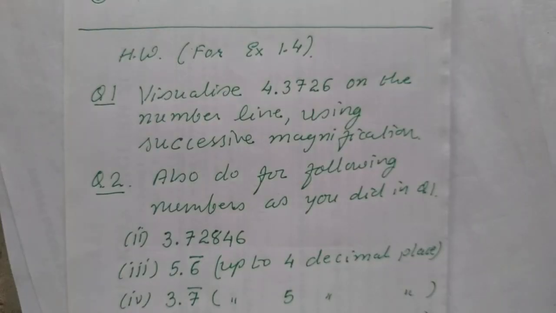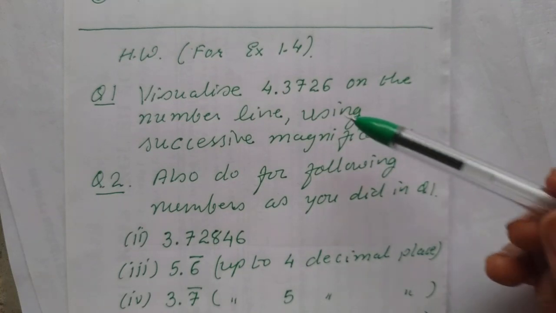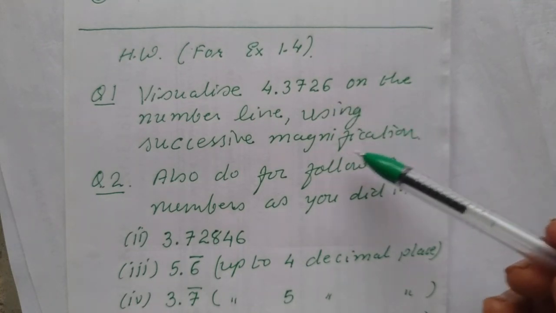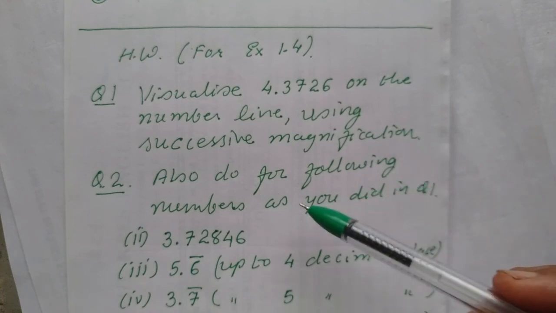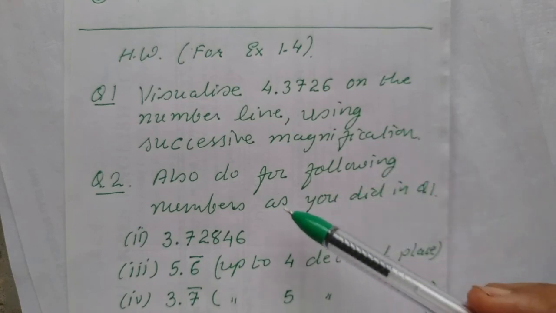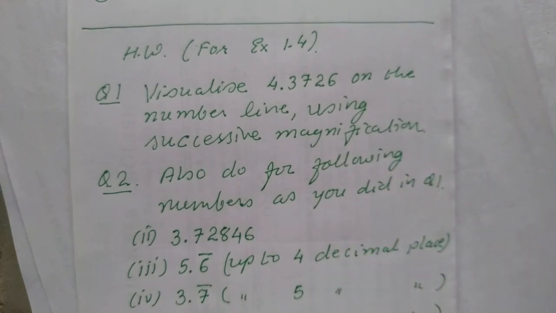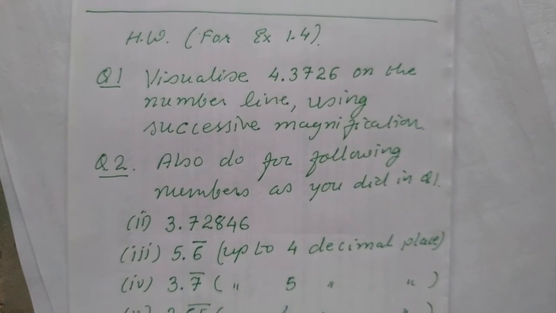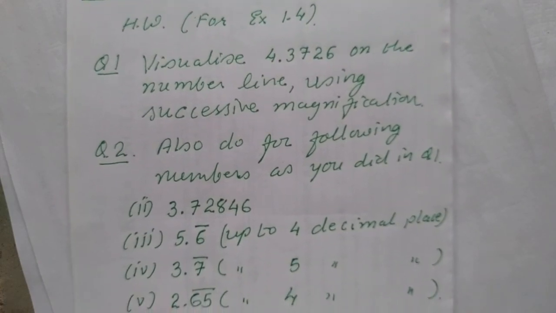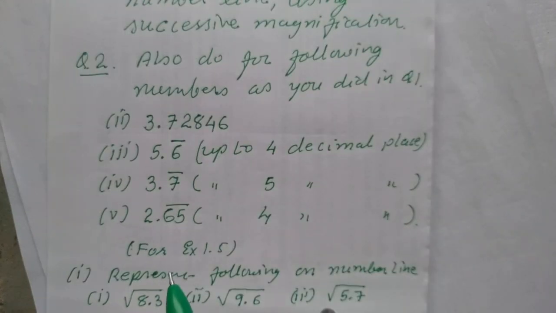Now children, note down the homework. Okay. So here, visualize this number on the number line using successive magnification. Also do the following numbers as you did in question 1. Same thing, children, here you have to do. Here some numbers are given. Note down this. And here for exercise 1.5, just now I taught. On the basis of that, for these 3 numbers you do this work, children.